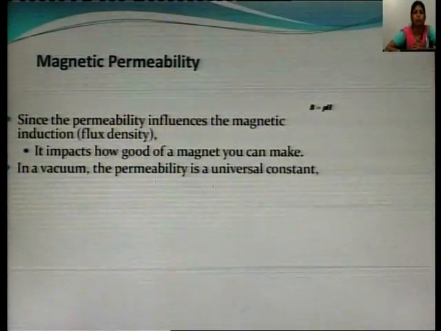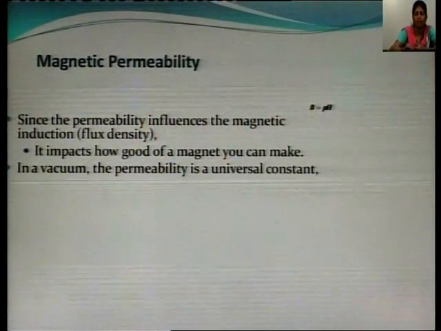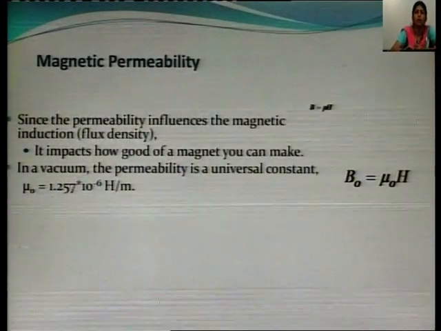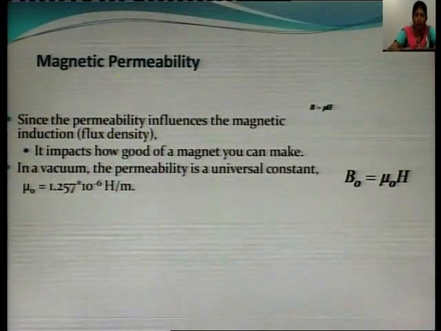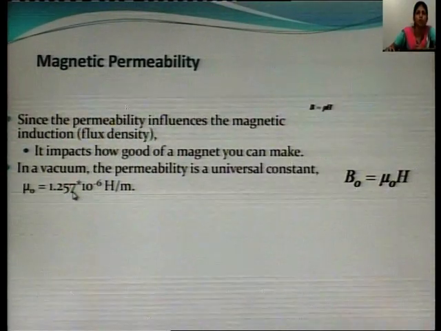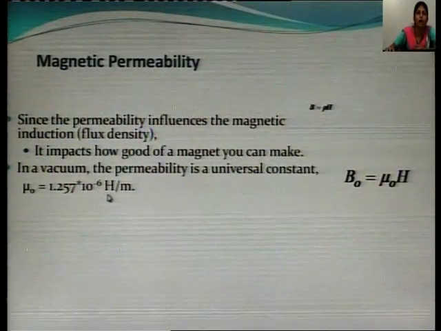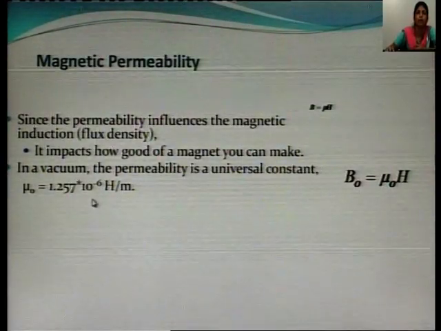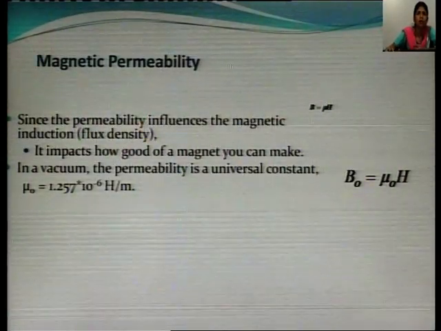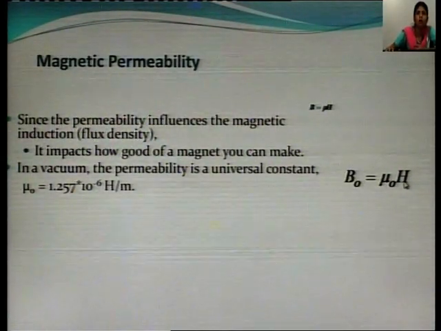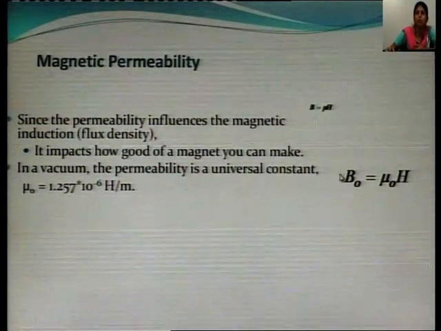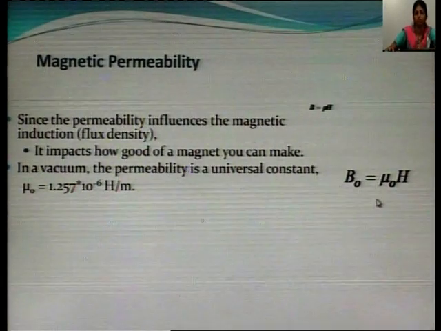Now, in a vacuum, the permeability is a universal constant, and it is 4 pi into 10 raised to power minus 7 Henry per meter, or you can say its value is 1.27257 into 10 raised to power minus 6 Henry per meter. Now, this value can be replaced as 4 pi into 10 raised to power minus 7. So, B naught is equal to mu naught H, where mu naught is the permeability of free space and B naught is the magnetic flux density for free space.